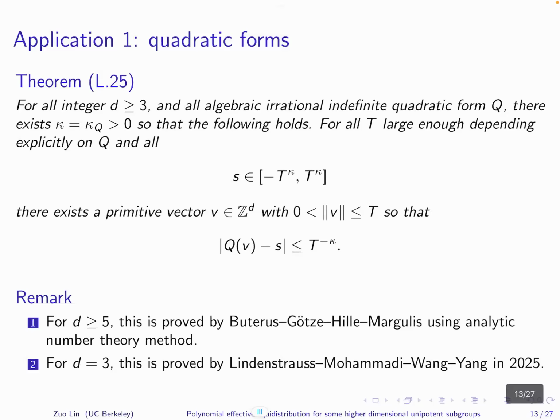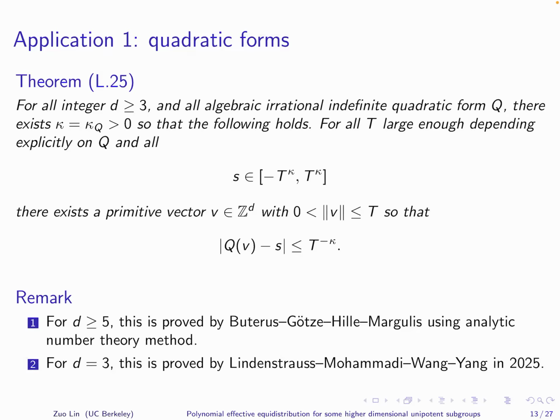And as the very first introductory examples are hinting, one motivation of this work is to try to get an effective version of the Oppenheim conjecture in all dimensions. So here is an application. For any dimension greater or equal to 3, and for simplicity, let's take the indefinite quadratic form to be with algebraic entries and irrational. Then there exists some kappa depending explicitly on this quadratic form, so that the following holds.